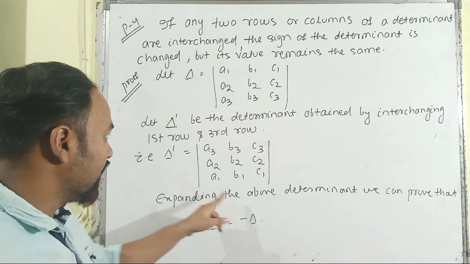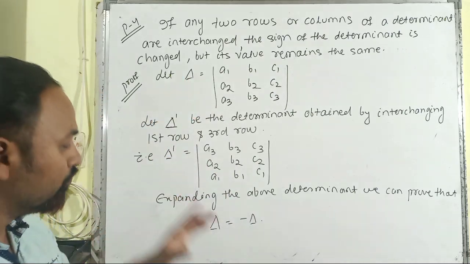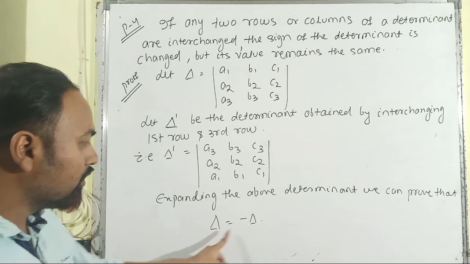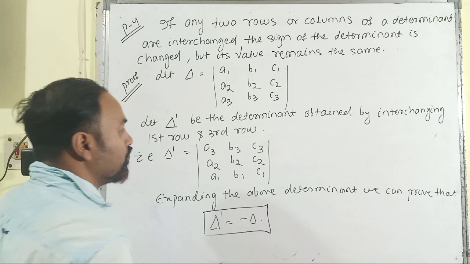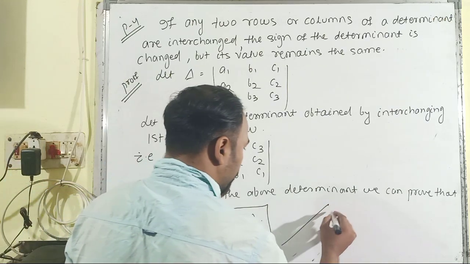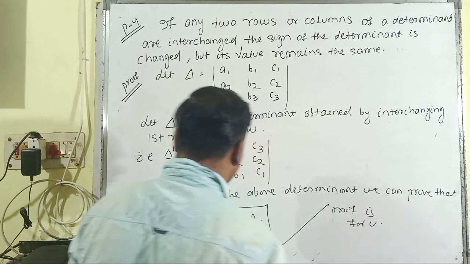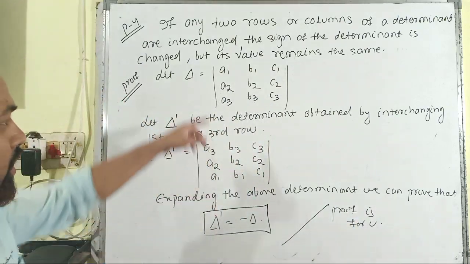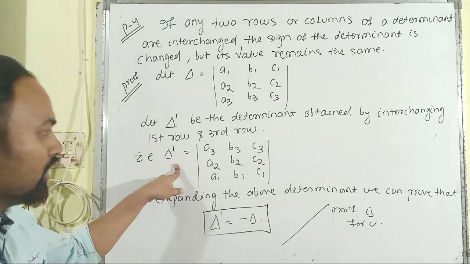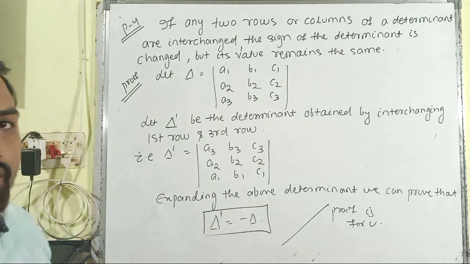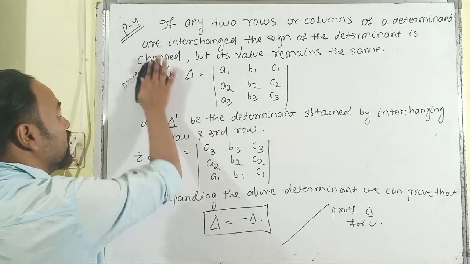So whenever we expand both of the determinants, delta and delta dash, we can show that delta dash is equal to minus delta. The proof is for you. You can show that by expanding delta and then expanding delta dash. Then you can show that delta dash is equal to minus delta. Let us consider an example based upon this property number 4.